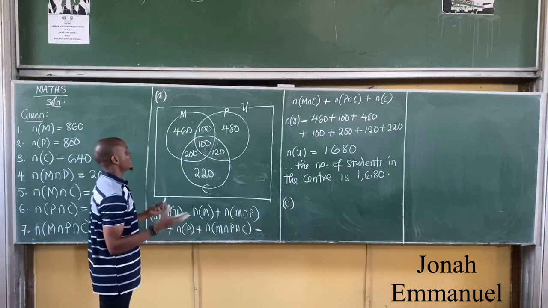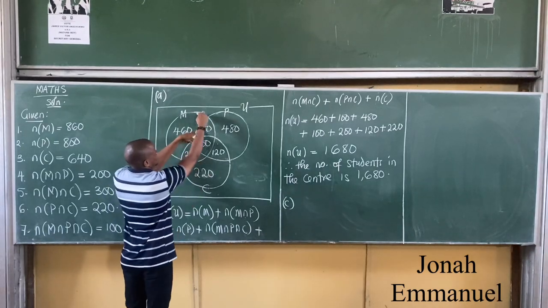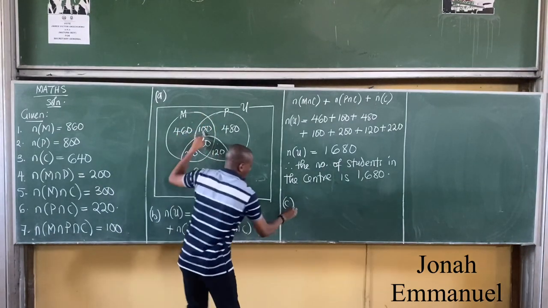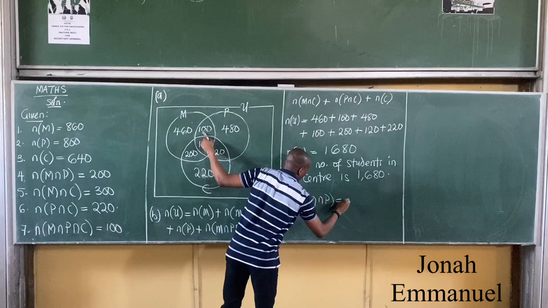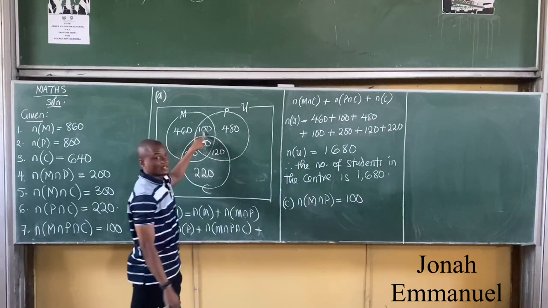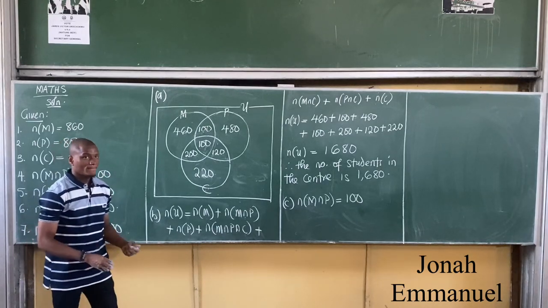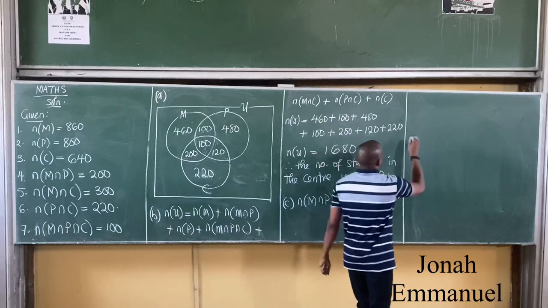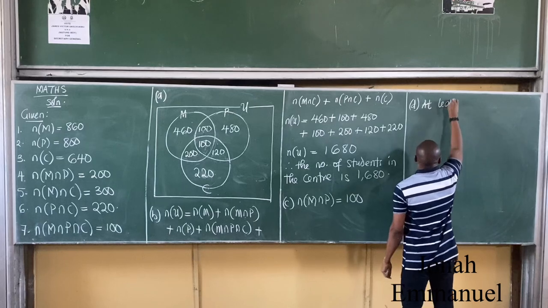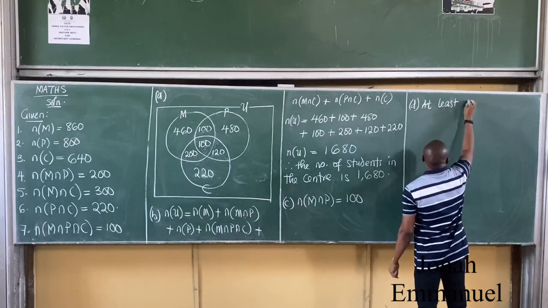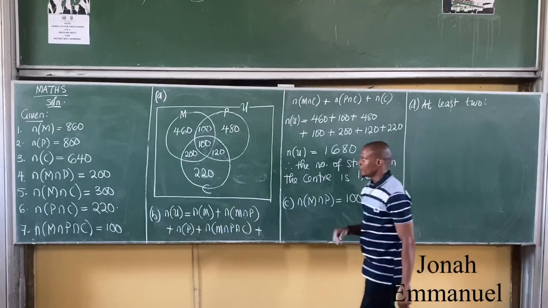Alright, so looking at maths and physics. Look at that diagram here. See the points here. This point here is my maths circle and physics this point. So I have that. N of maths intersection physics equals how many there? 100. That's C. What's next there? How many can you use at least 200? So this is where it gets tricky. At least 2. For you to understand, look at this.